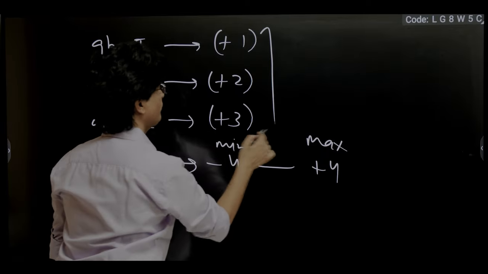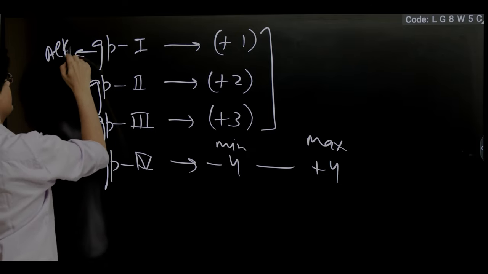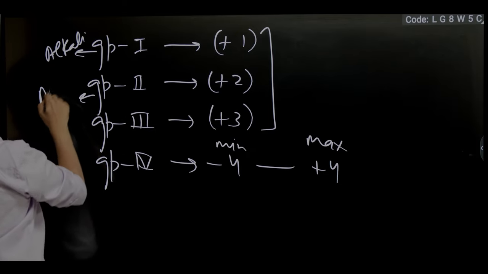Understand, from group 1 to group 3, this is what? Which group? This is basically alkali metals. This is alkali metal. And this is what? Alkaline earth metals.